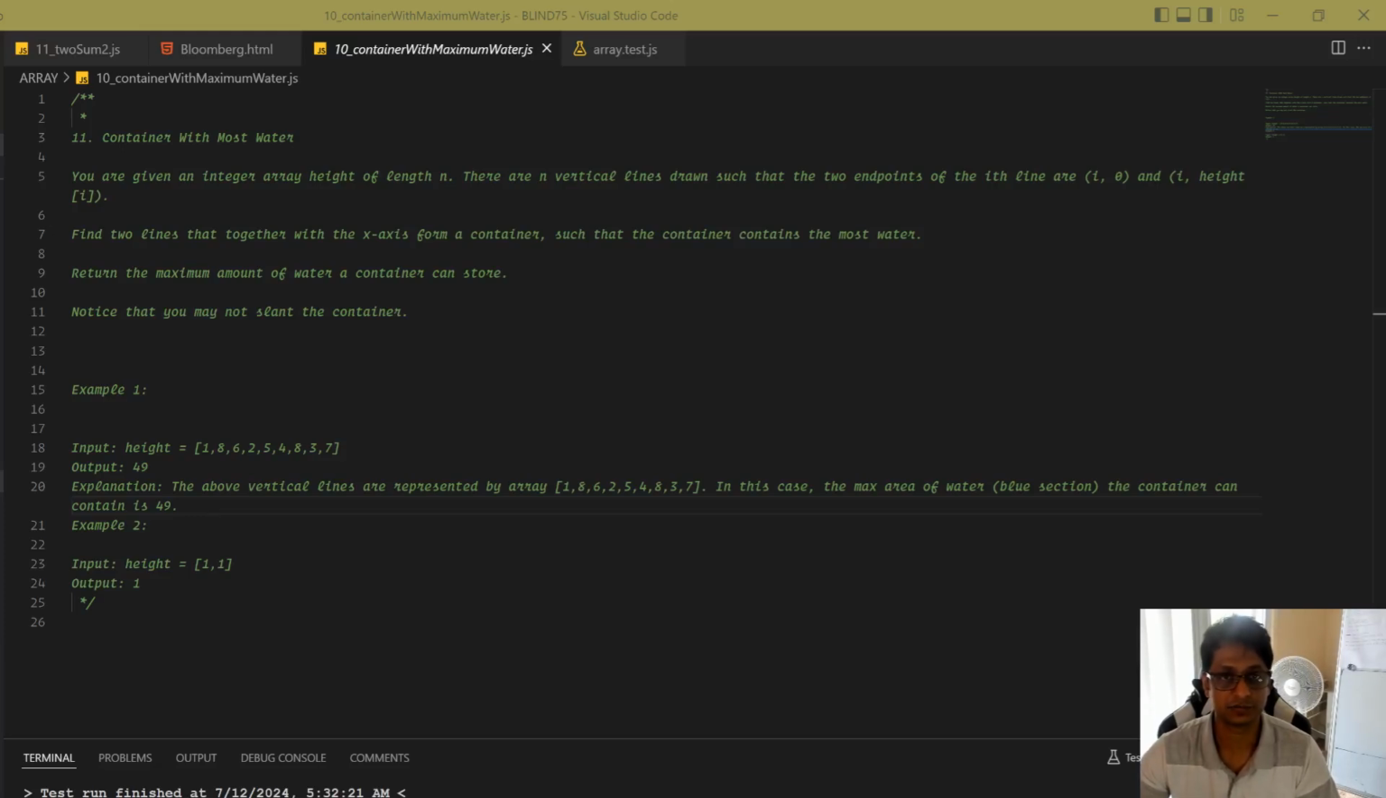Hello everyone. Today we'll be solving our 10th problem in our array series, and here if you see the question says a container with most water.